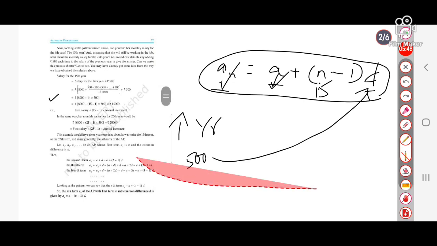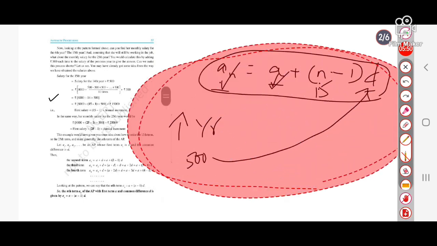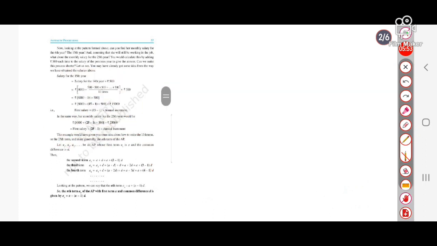This formula an equals a plus n minus 1 into d is most important for solving most of the problems present in your exercise. an equals a plus n minus 1 into d.